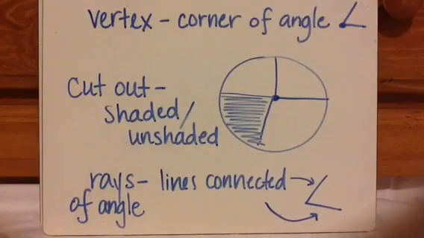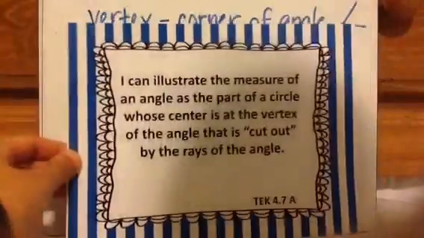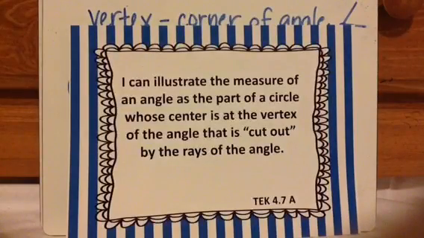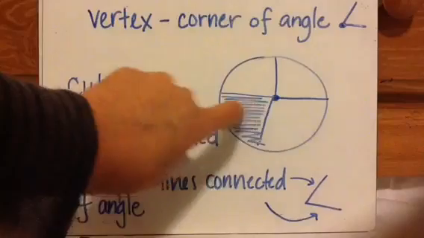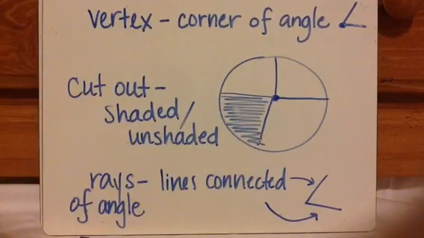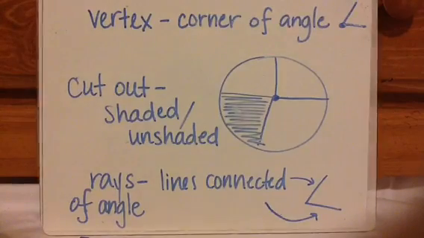So I hope that kind of preps you as to what's going on. So let's read that TEK again. You can illustrate the measure of an angle as the part of a circle whose center is at the vertex of the angle that is cut out by the rays of the angle. Basically, you can show that. That's basically what the TEK is saying. And you can say how much of an angle it is or how much of a circle it is.